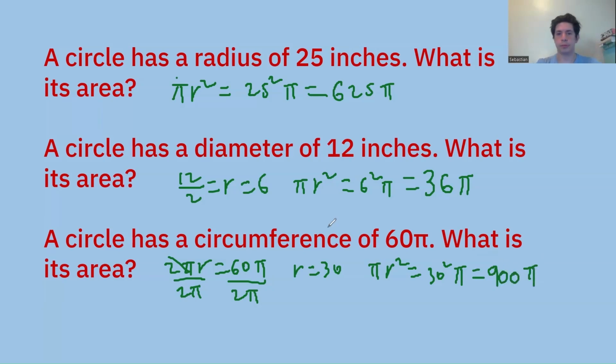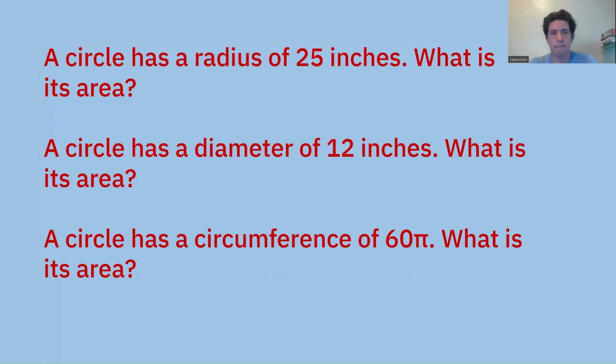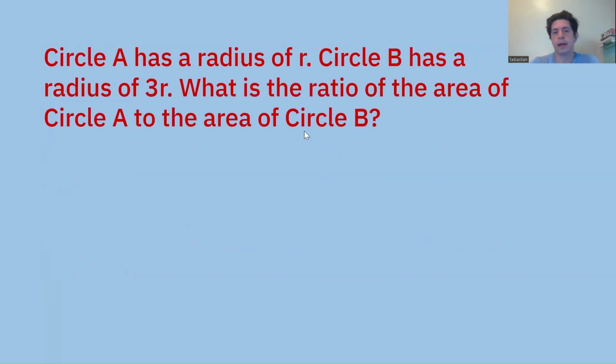Great. So these are just good warm-up questions. We're going to do some challenge questions now, and you can let me know how they go. Circle A has a radius of r. Circle B has a radius of 3r. What is the ratio of the area of circle A to the area of circle B?